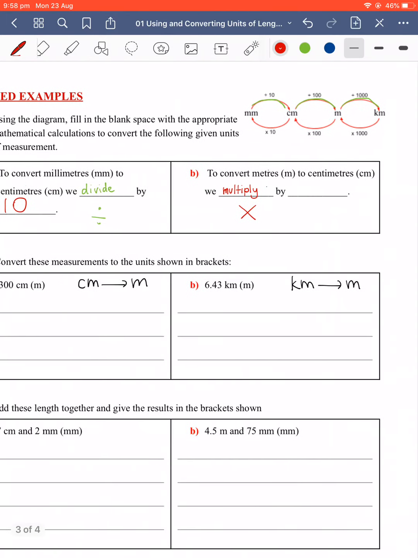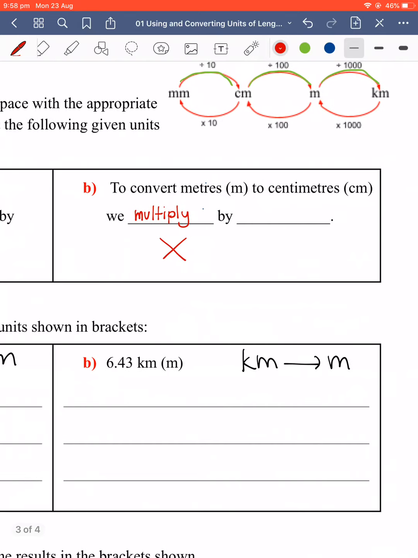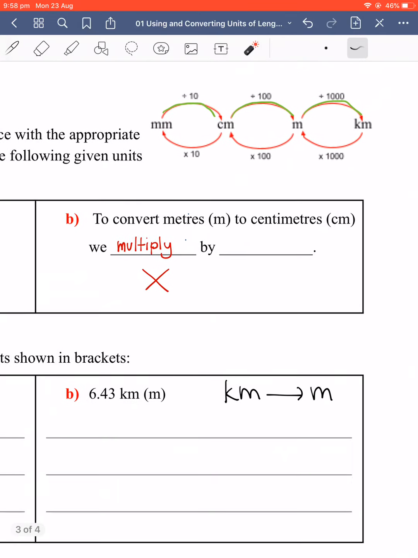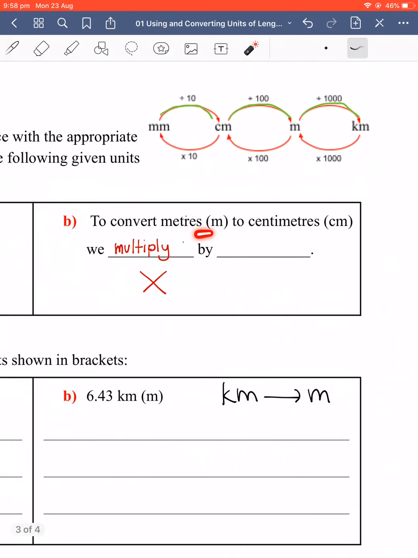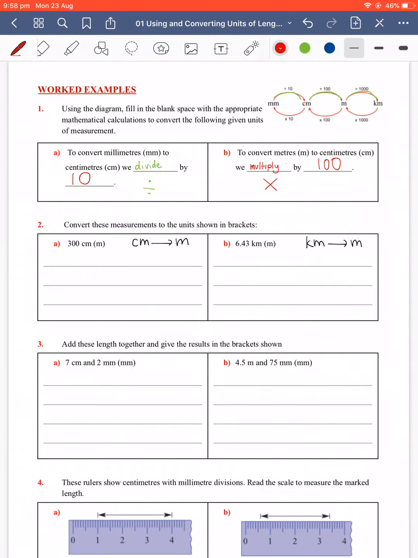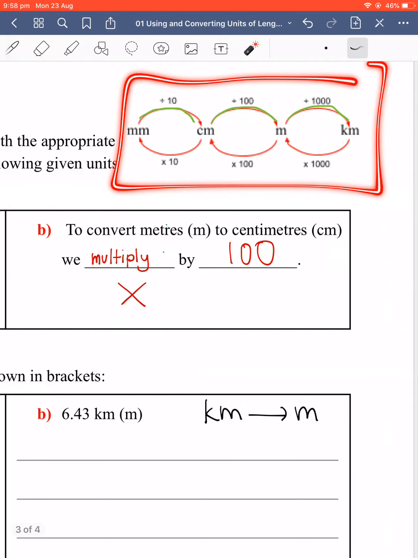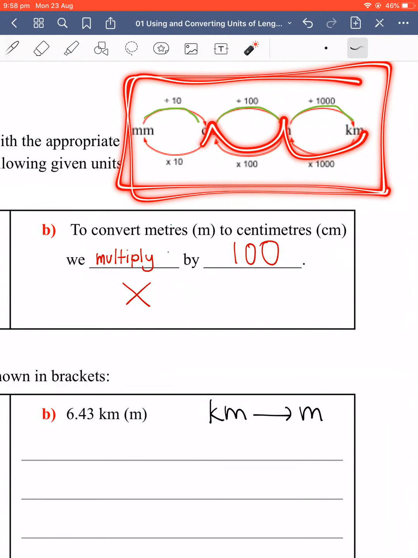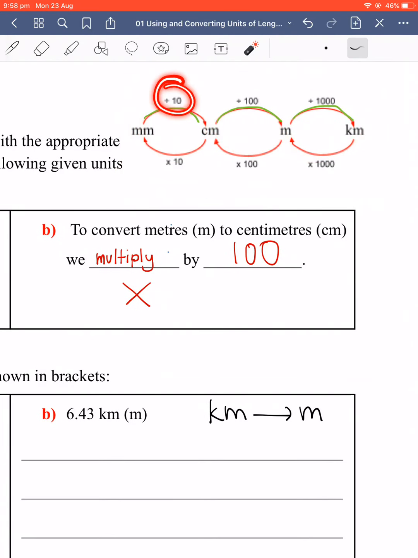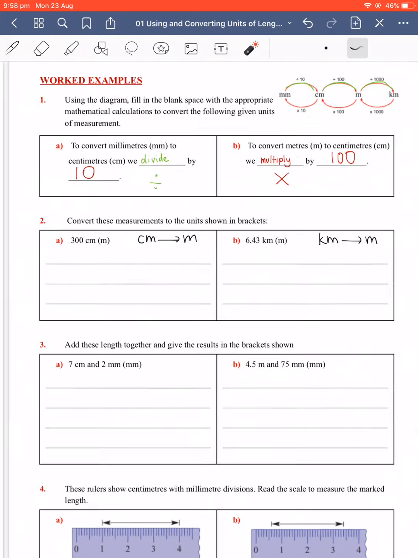Next one, if I am converting from meters to centimeters, let's have a look at the diagram above. If I'm starting off with meters and I'm going to centimeters, I am going to be multiplying by this number here, which is 100. So again, I'm using a whole lot of facts, or you could be using this diagram. It's really nice to go up and down. You just got to remember where everything actually lives.